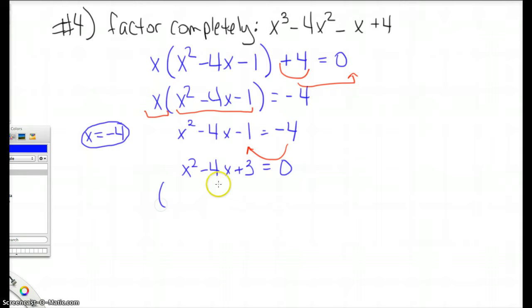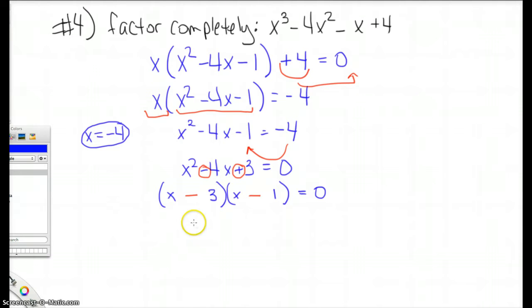Now I factor this, which is x, x. The signs are the same, right? Signs are the same, and they're both negative. And then the last part is the factors of 3 are 3 and 1, and that works out really well for us. So this is x squared, FOIL, first x squared, outers minus 1x, inners minus 3x, which will give us the negative 4x, and the lasts, minus 3 times minus 1 is positive 3.